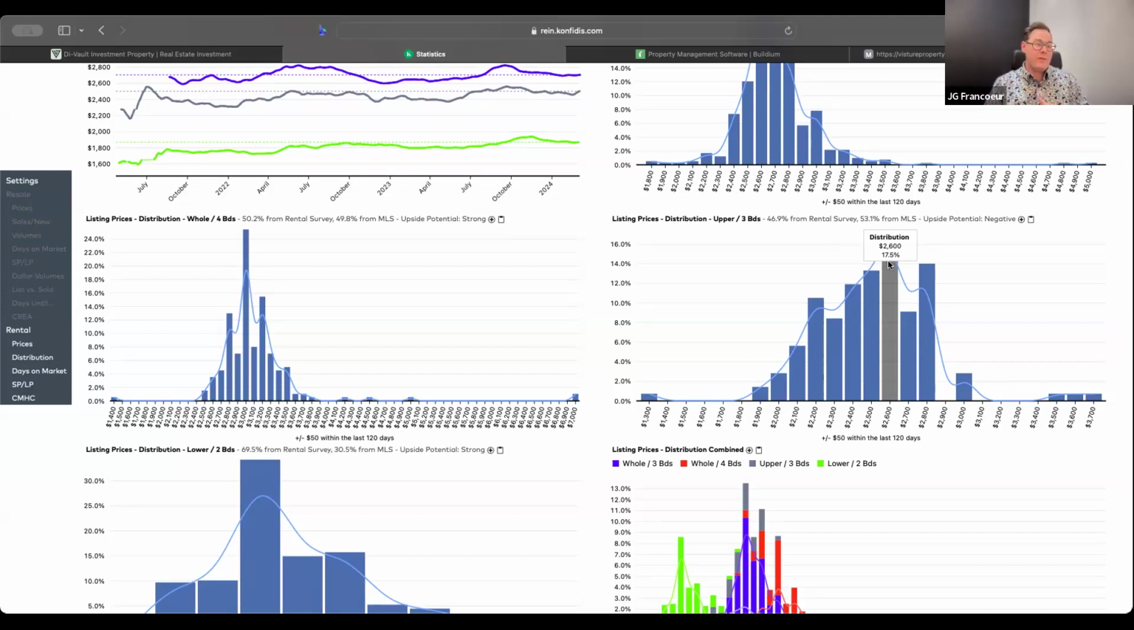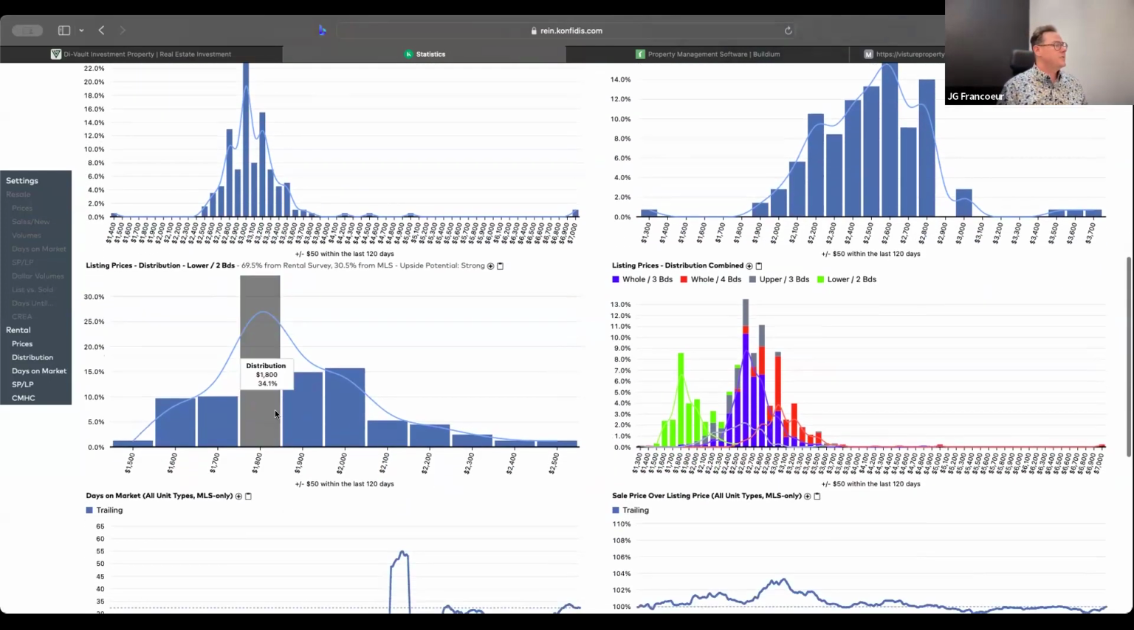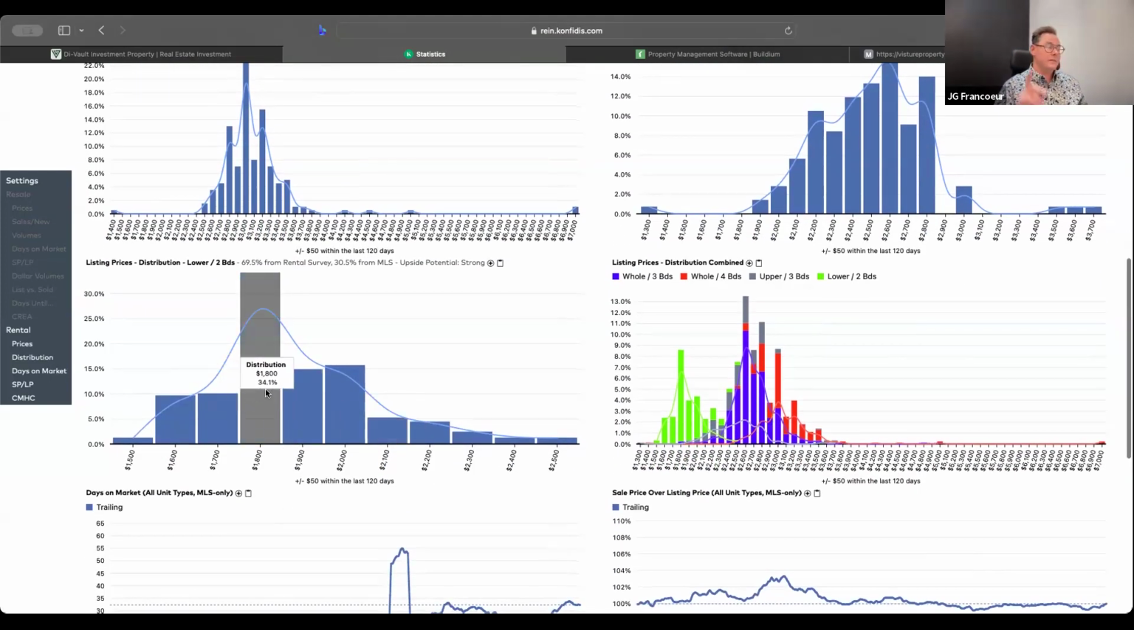So if you're going to renovate and if you're going to try to push for 2,800, you're more likely to get it. That gives you a good idea that maybe it is a good idea to do granite countertops. Maybe it is a good idea to do the premium floors. You can push the rents because it has a right-handed distribution to the graph. So that's interesting, right? You can see lower 2 bedrooms. Okay. Now, see the distribution of this graph, right?